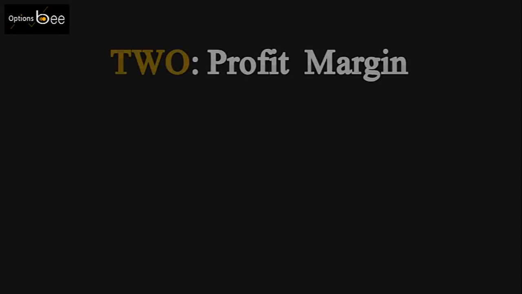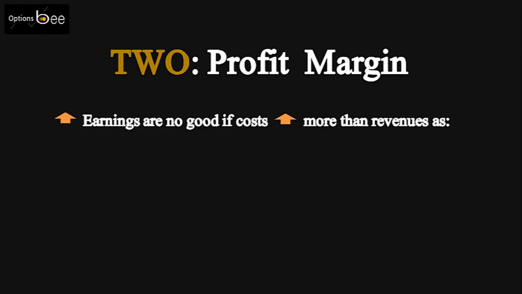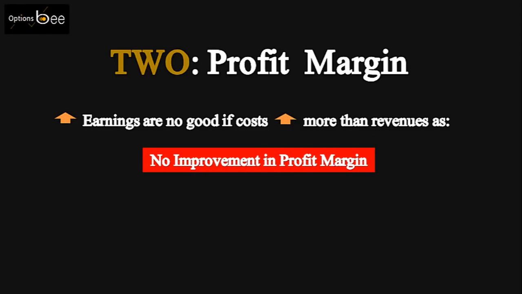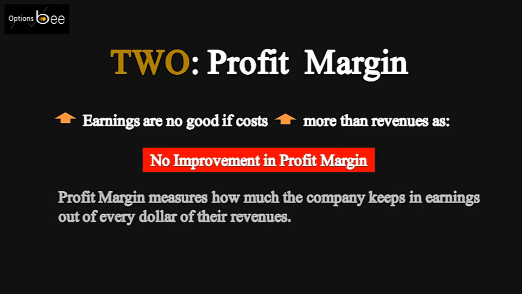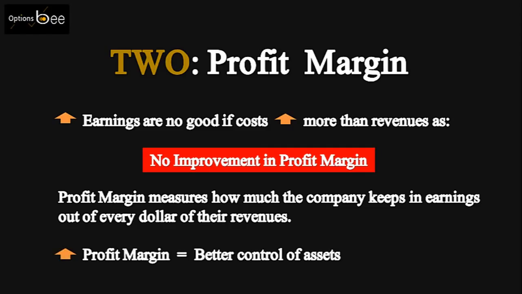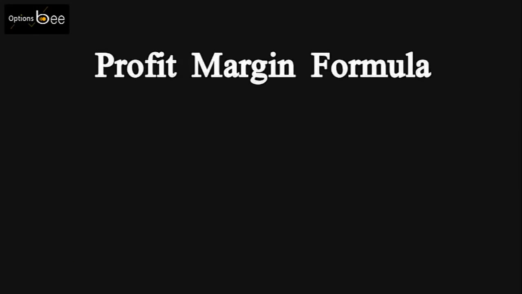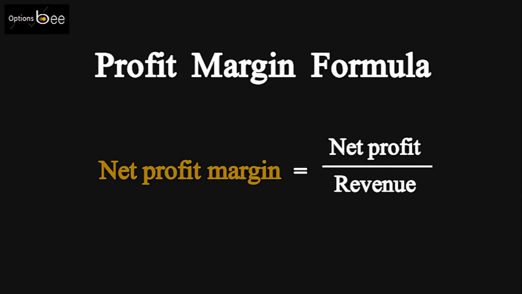Secondly, look at their profit margin by comparing their costs to their revenue. The greater the gap, the bigger their profit margin is, which can be considered a measure of success. The formula for finding this profit margin is taking a company's net profit and dividing it by their revenue.